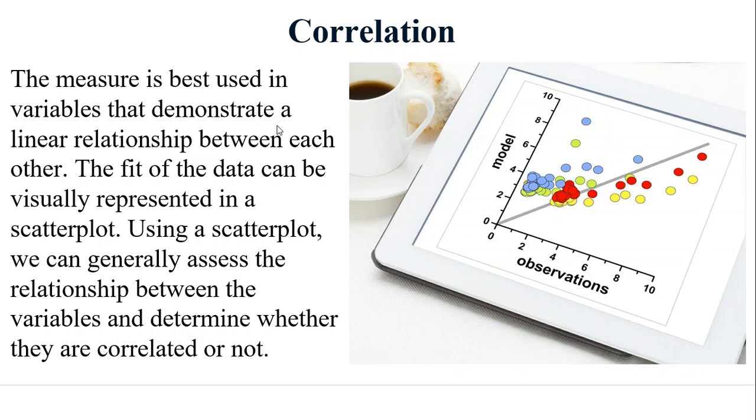The fit of the data can be visually represented in a scatter plot. As you can see from the diagram I have here, I have a scatter plot showing a model and an observation. Using a scatter plot, we can generally assess the relationship between the variables and determine whether they are correlated or not. I'm sure the other tutors have spoken about some visualization. A scatter plot is more like a diagram, used for visualizing the relationship between two or more variables.